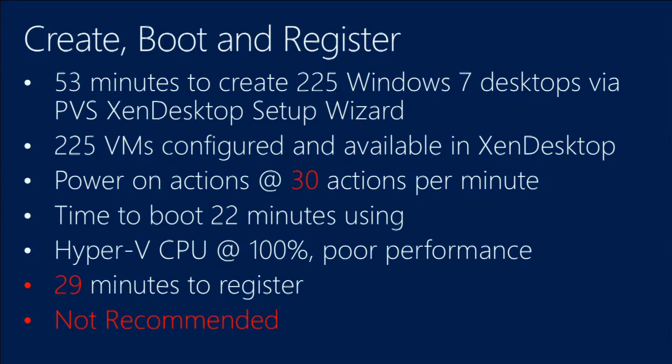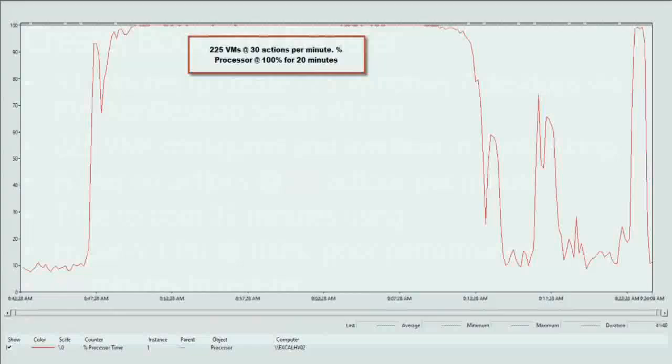At that point in time, I pretty much pegged the processor as these VMs were booting up. And this is what it looked like. So is it a recommended design to do 30 VM power on actions on Hyper-V 2012? No. Don't do it. You'll break something and you won't be a happy camper. You can adjust the throttling, which we'll get to later on, and still get a fast boot time after you've created your desktop. So changing it for 30 actions per minute is probably not recommended.